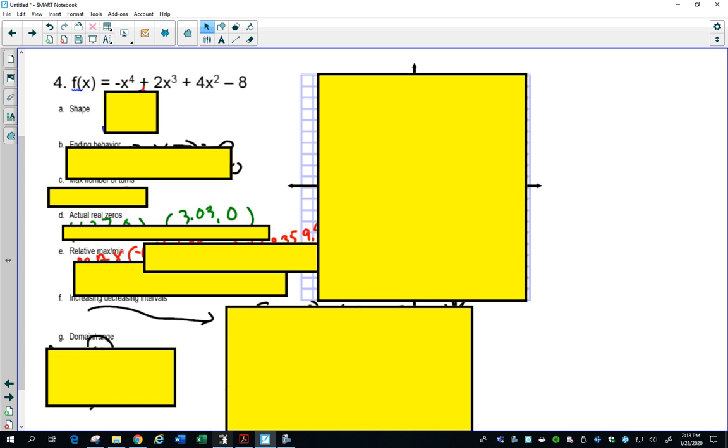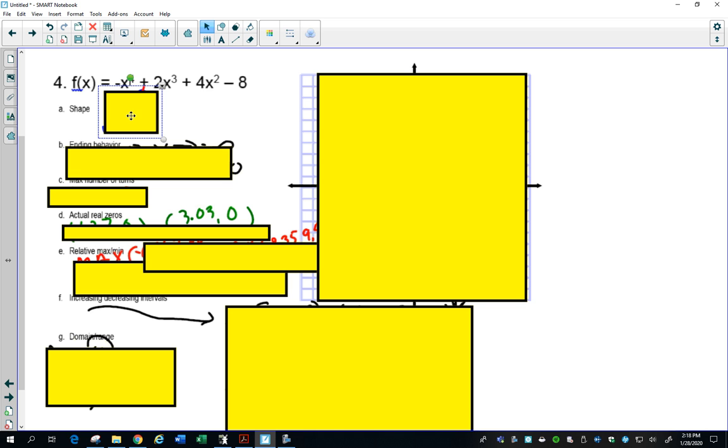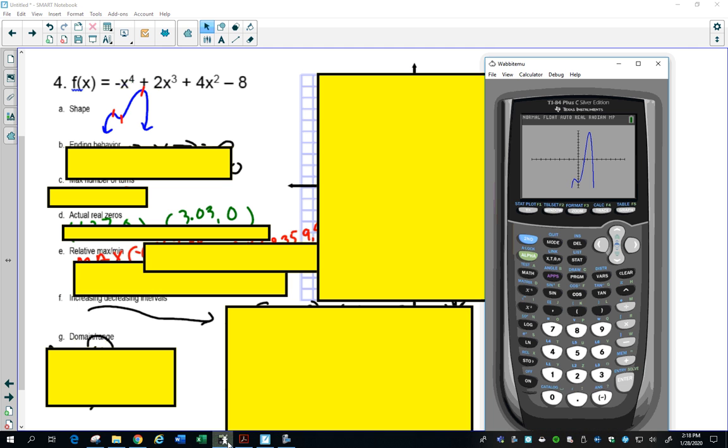To find the shape, you are just going to put this into your y equals negative x to the fourth plus 2x cubed plus 4x squared minus 8, and we're going to hit the graph button. What shows up on this screen, as long as I can see all the ups and downs, is what's going to go over here. Put that back up so you can see it.